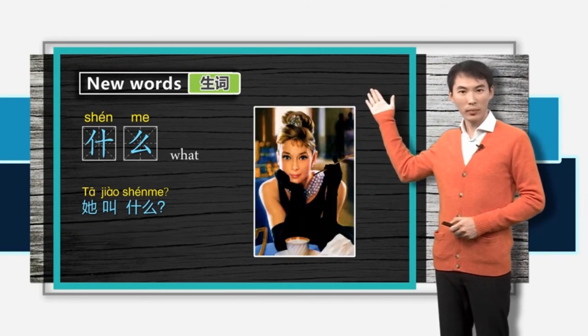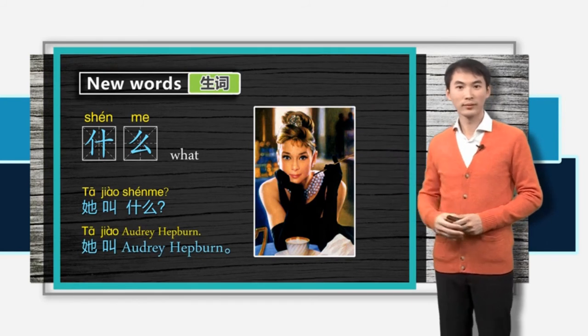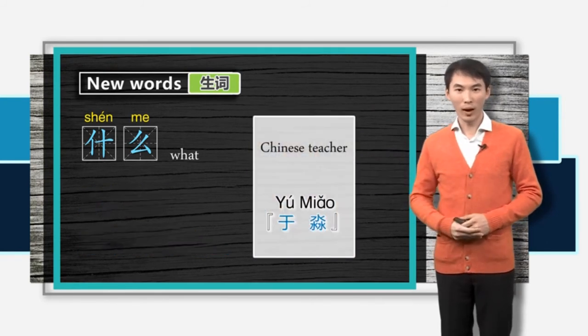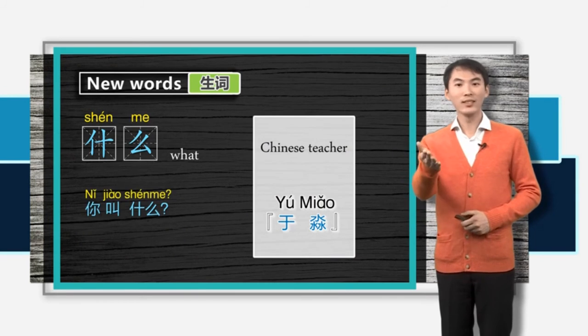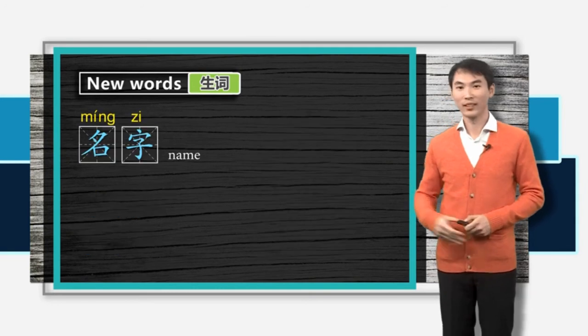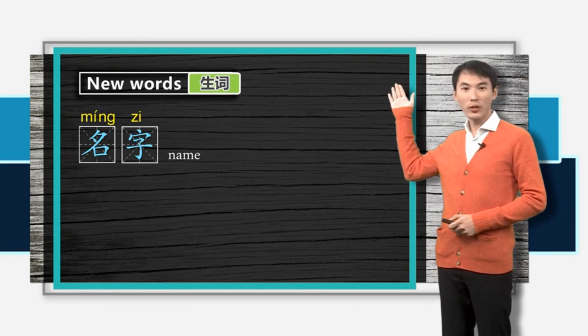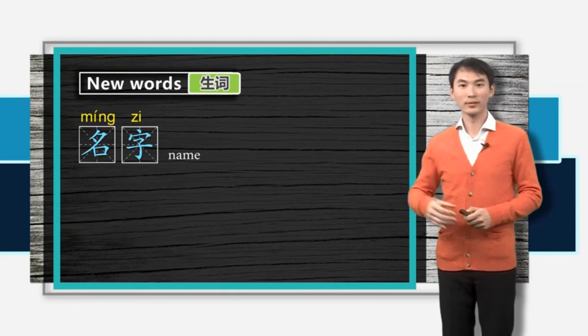他叫什么? 他叫 Audrey Hepburn. 我叫于淼. 你叫什么? Try to answer this question by 我叫. Very good. 名字 Name. The last character is a neutral tone. 跟我读名字.